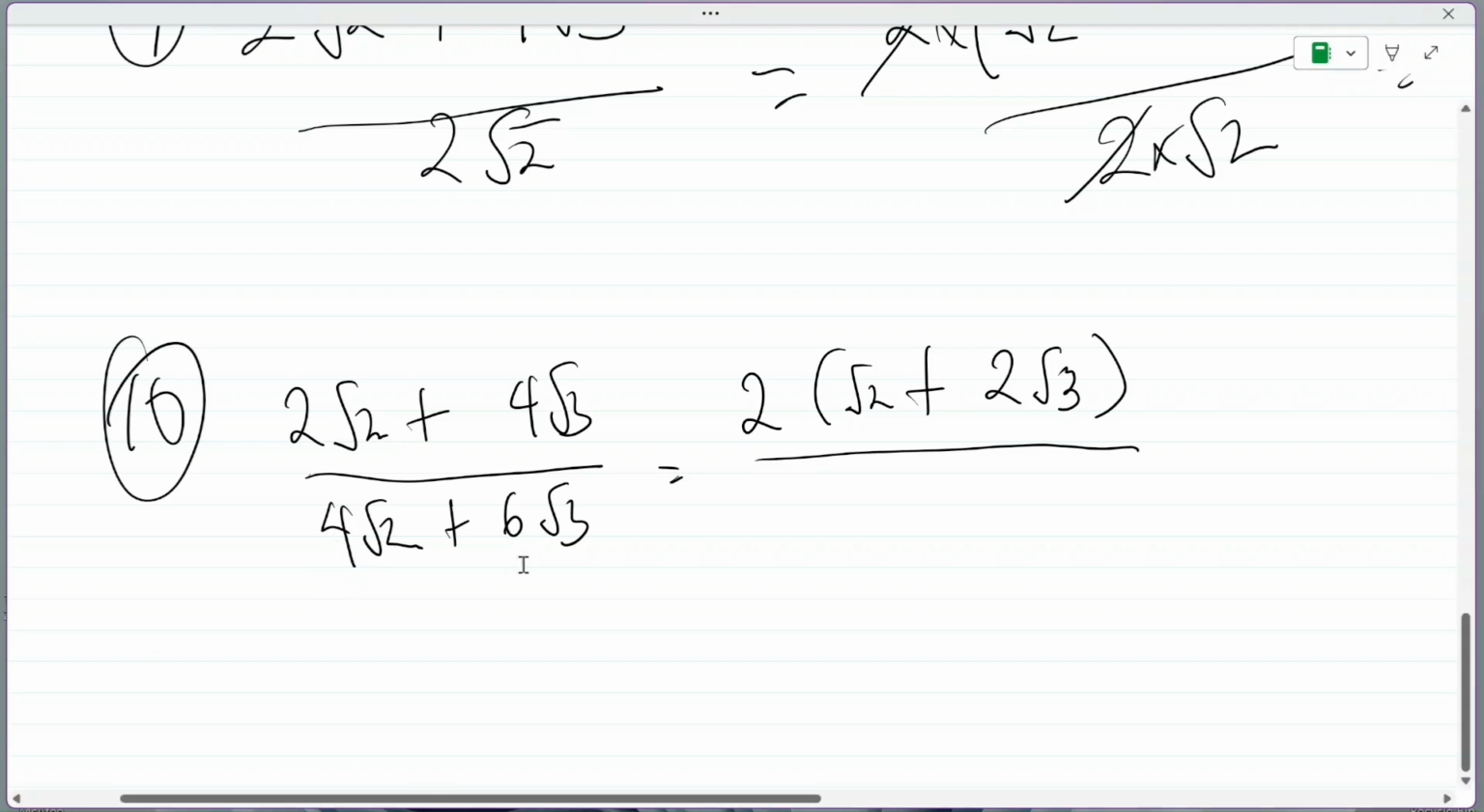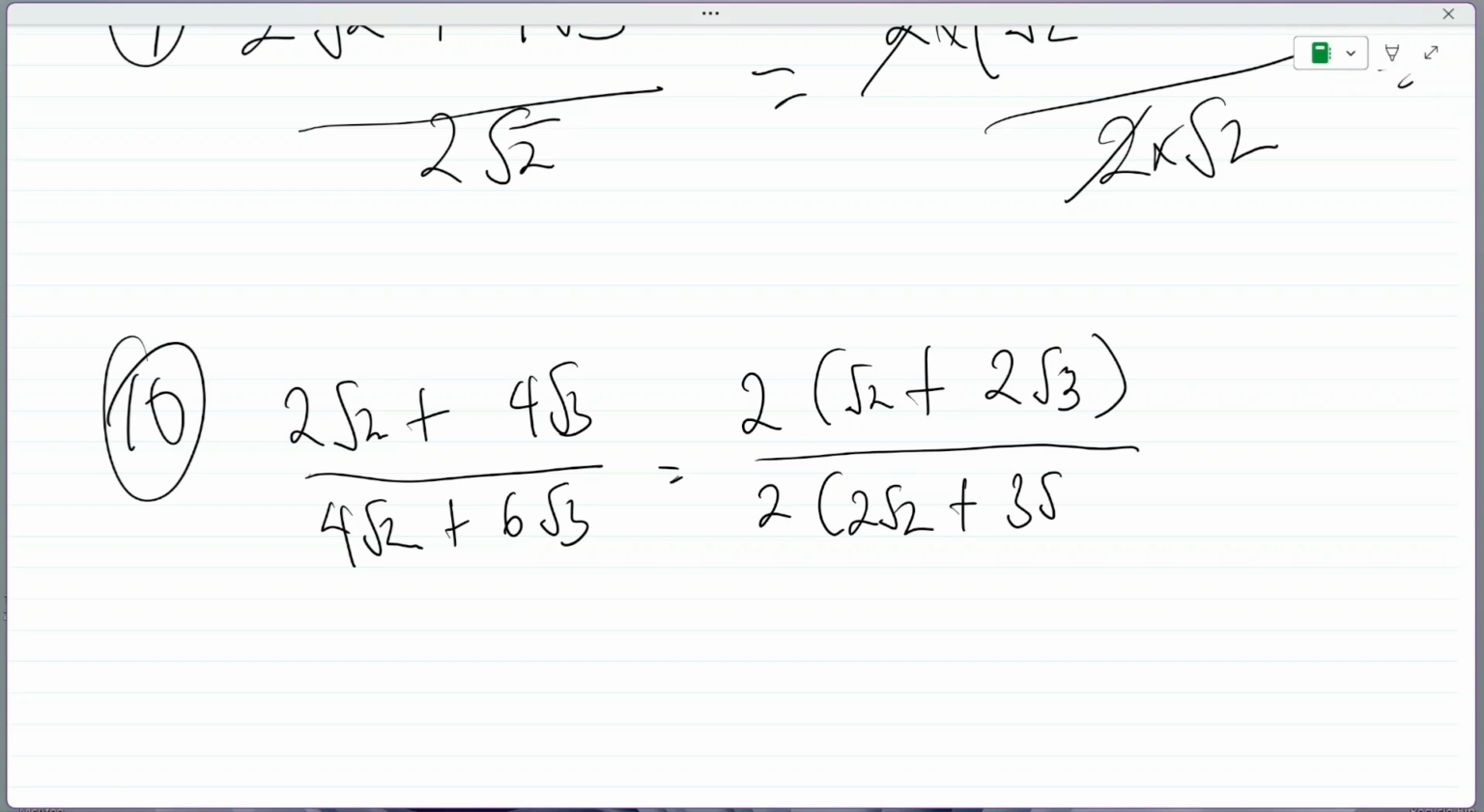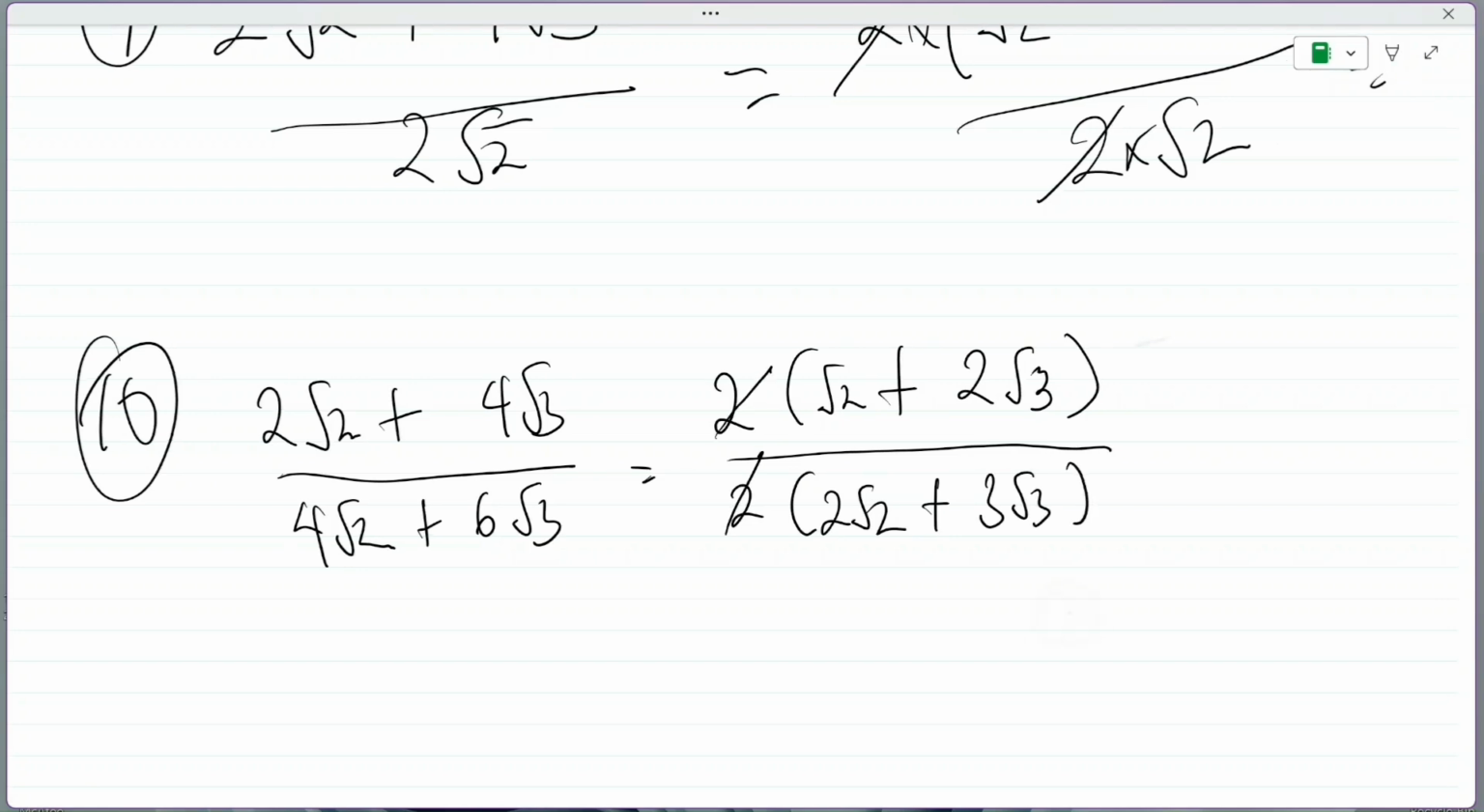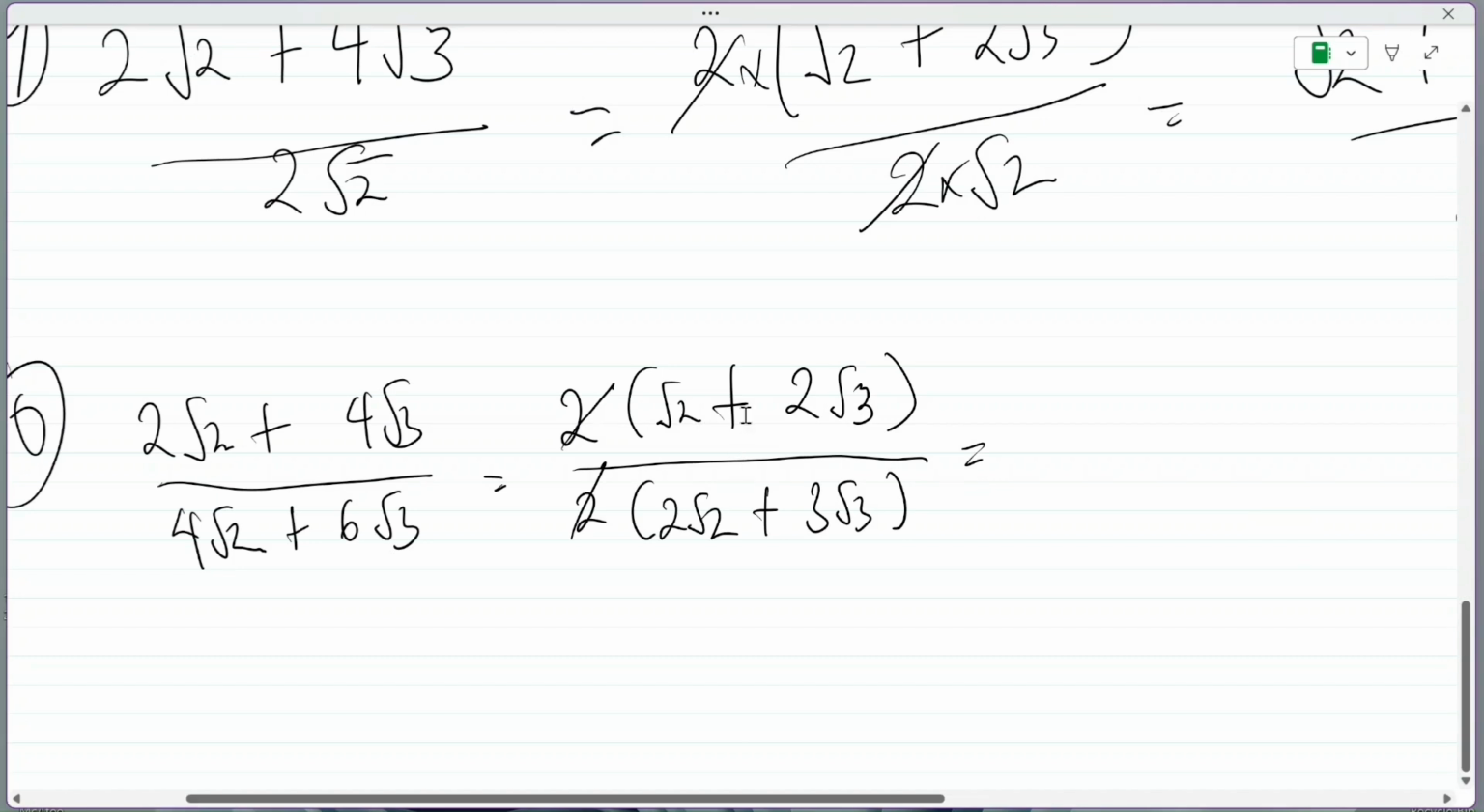There's 2 in 4 and there's 2 in 6 as the highest common factor, that's HCF. You take out 2, you'll be left with 2 root 2. Then from this you take out 2, you'll be left with 3 root 3, close bracket. At this point we can say this 2 will cancel this 2. Nothing can cancel here. Let's just write what is left first.